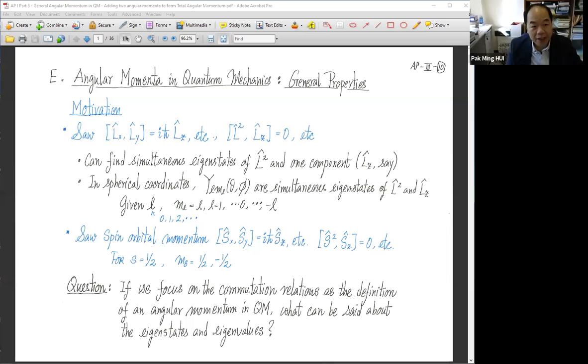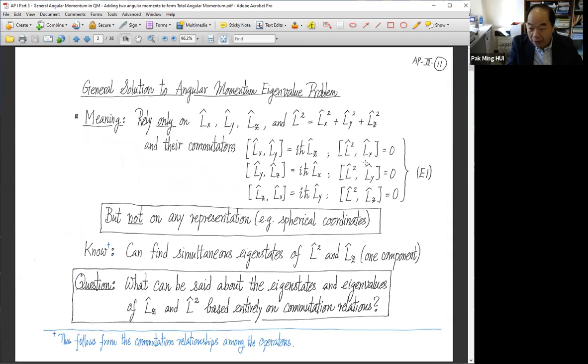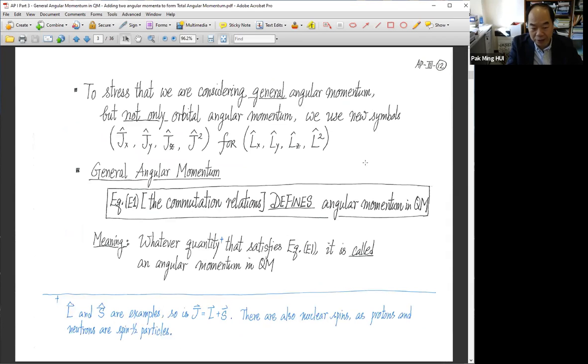So this is the first topic in today's discussion. The focus is about general properties. I already motivated the problem last time. So the question is the following.